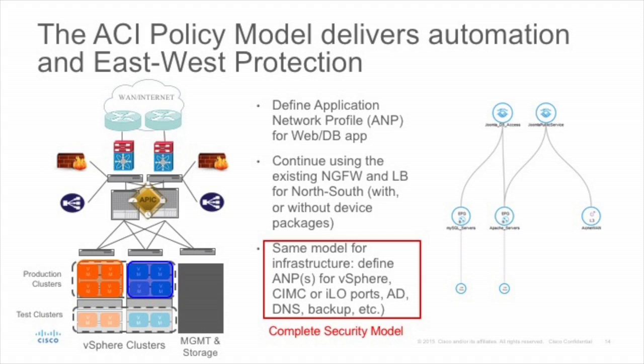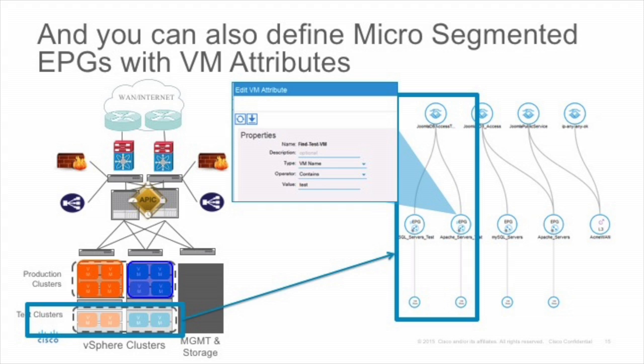The VMs on these test clusters will be automatically placed on the test EPGs, depending on whether they're SQL or web, of course, by using VM attributes. In this really basic example, I'm just saying if the VM name has test in the name, it will be in the test EPG. If it has dev, I could put it on the dev EPG. You could use other, more sophisticated attributes, of course, and you can use regular expressions as well.